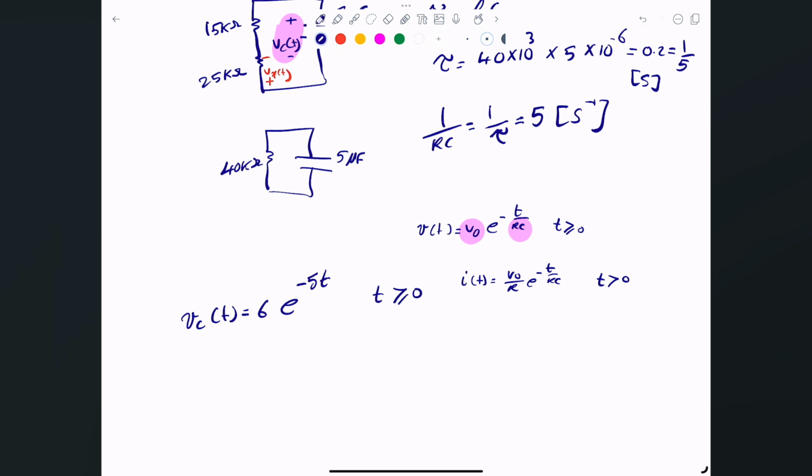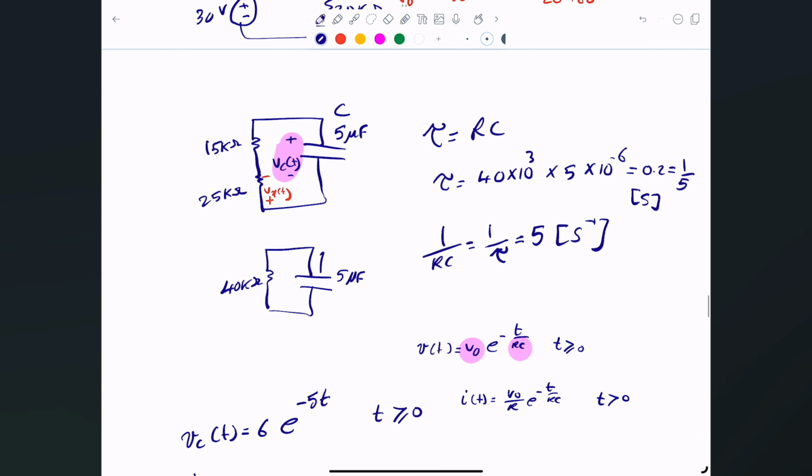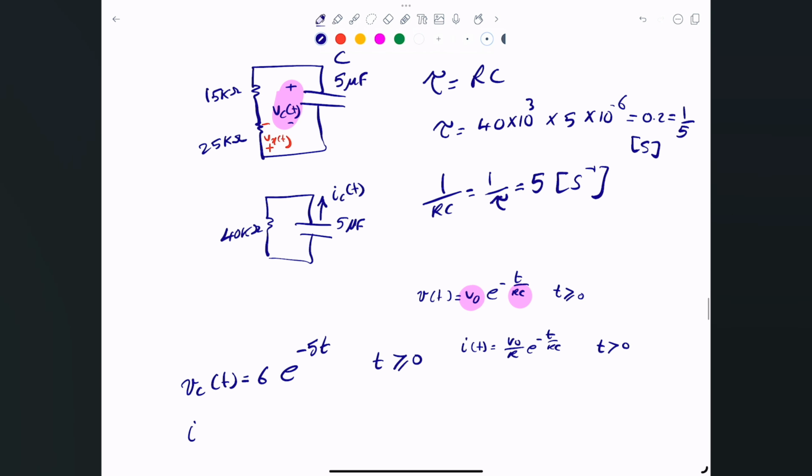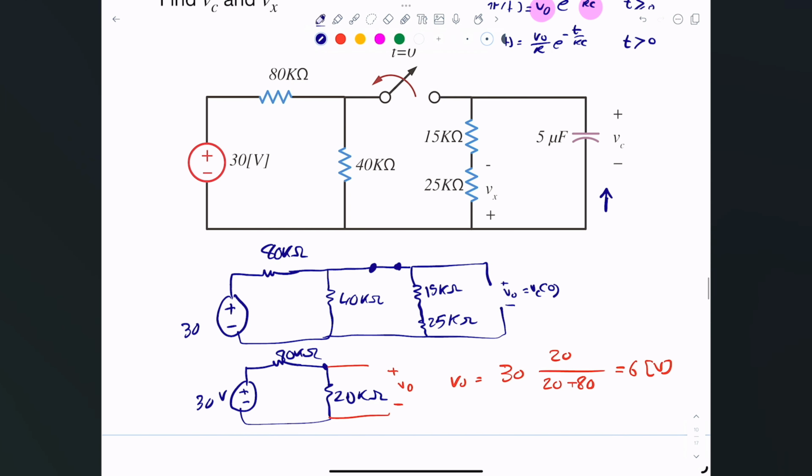If you're interested in the current, you can simply tell me I_C(t), and that's basically the current flowing through that way. That's how the current is flowing. This is I_C(t), and let me make sure I highlight the direction of it. It's basically going out of the positive.